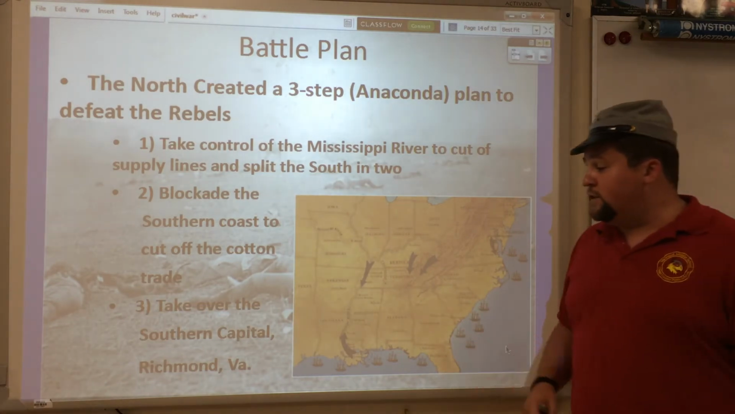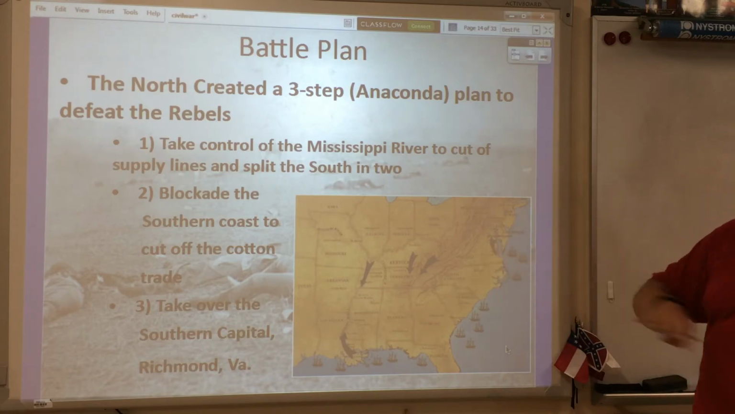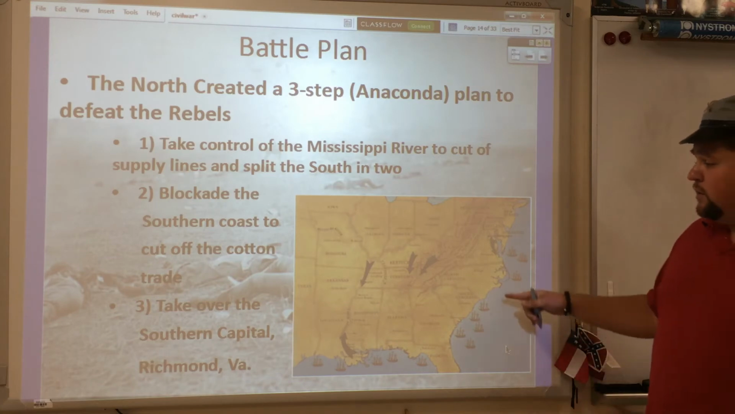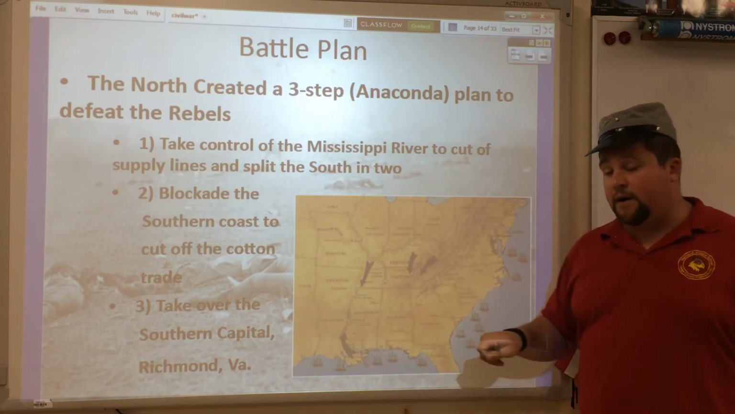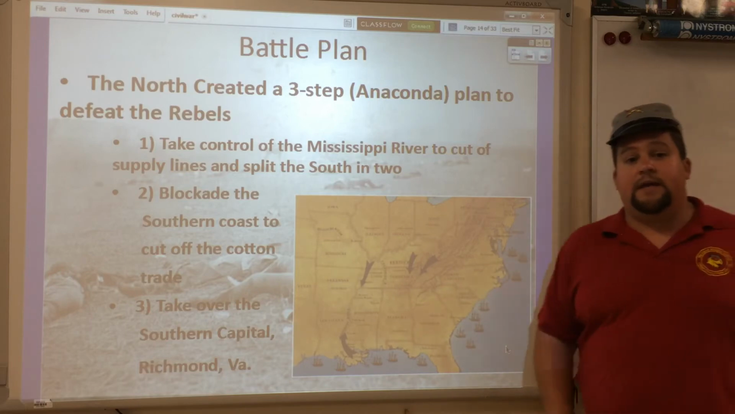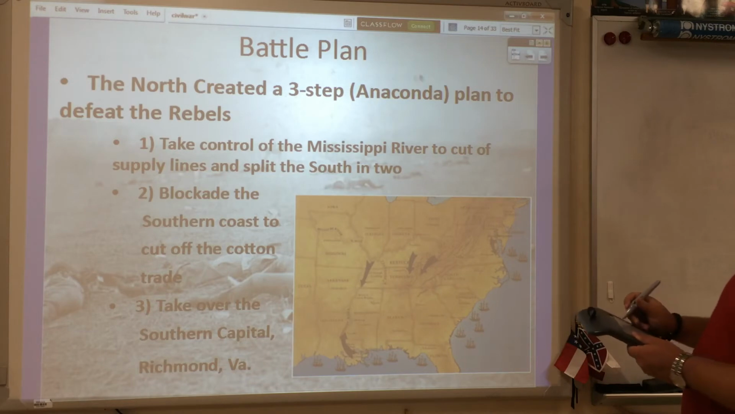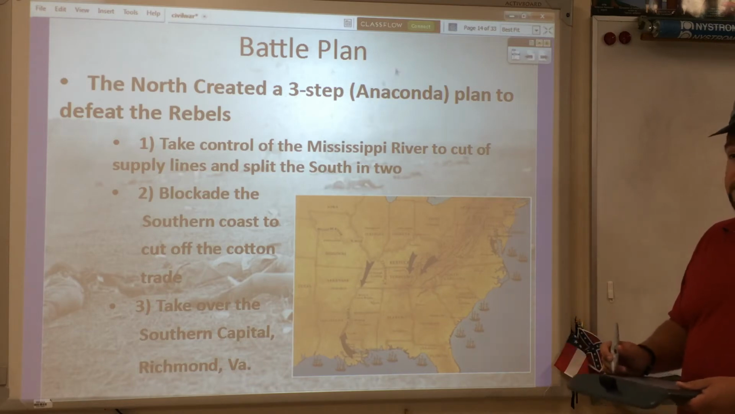You want to take over the southern capital of Richmond, Virginia, right here, right? Take over the capital, cripple the government, stop the Confederacy from functioning. So we're going to divide them in half, prevent their trade, which gives them money, and kill their government by taking over the capital. That is the three-step Anaconda Plan. Eventually, guys, they do all three steps. Some of them are much easier than others.